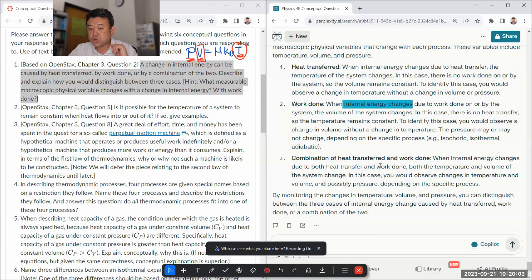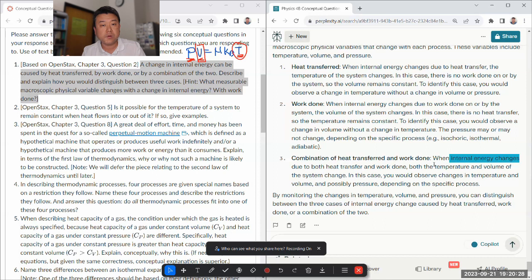And it shouldn't have implied that heat transfer is somehow connected to temperature directly. It's not. Heat transfer affects temperature only to the degree that heat transfer causes the internal energy to change. And there's an example of where you have a heat transfer but no internal energy change that you will see this week.